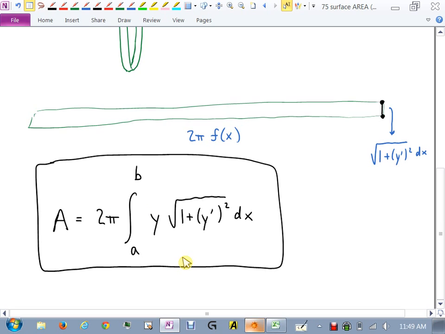Now, there are also ways that you could rotate this around the y-axis. I promise you on a test, it'll be a surface area revolved around the x-axis only, all right? All right, let's do an example.